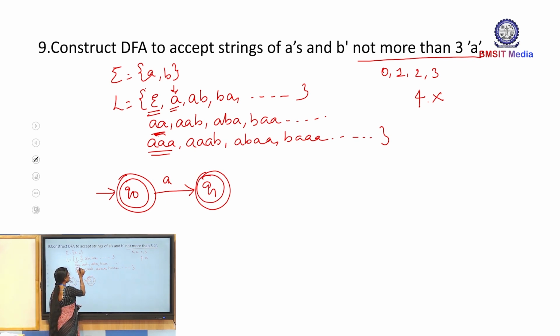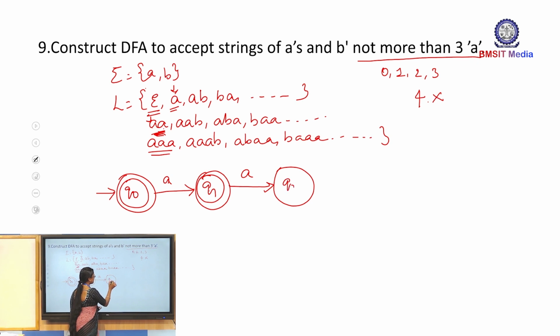Now let me come to 2 A's. When I reach Q1 after seeing one A, starting from Q0, there is one more A here. On seeing the second A, it should reach the state Q3. Because AA should be accepted, I'll make this the final state. Now coming to the third one.